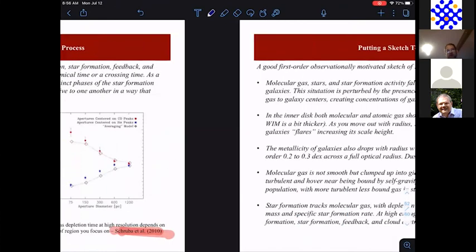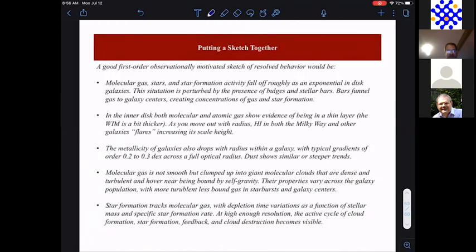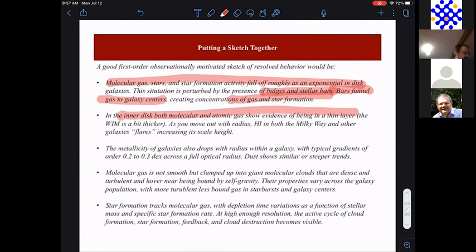So to summarize the sort of sketch for this section, what you should be carrying around is that molecular gas, stars, and star formation activity roughly fall off as an exponential disk in galaxies. This situation is perturbed by the presence of bulges and stellar bars, especially because bars funnel gas to galaxy centers, which create concentrations of gas and star formation. So in the inner disk, both molecular and atomic gas appear to be lying in a relatively thin layer. If we had done stuff on the diffuse ionized gas, that would appear to be a bit thicker, but hard to figure out because of the lack of a linear tracer of mass.